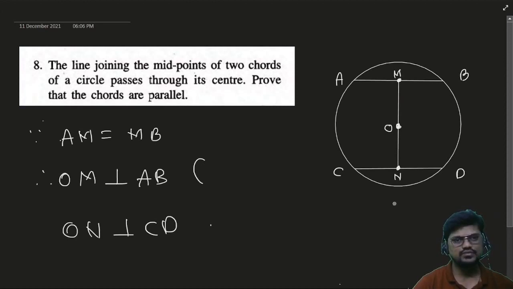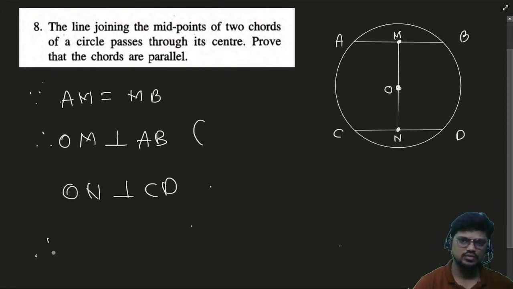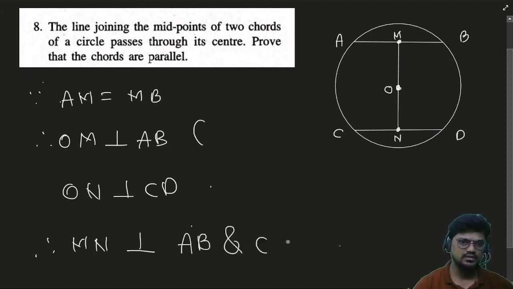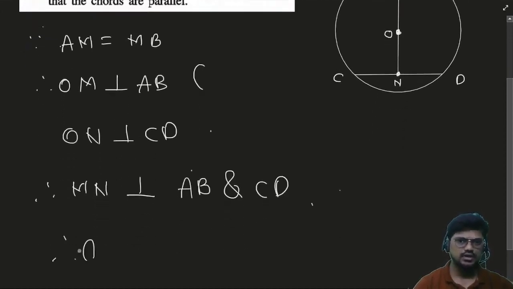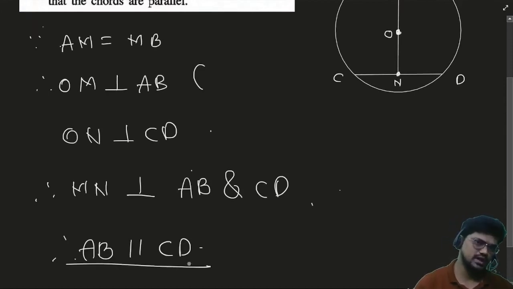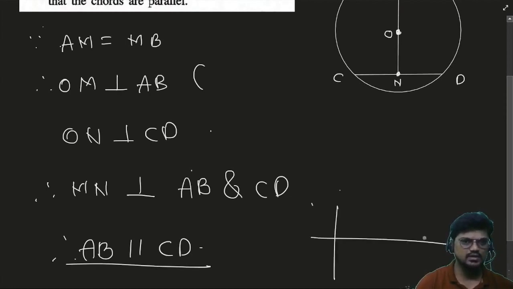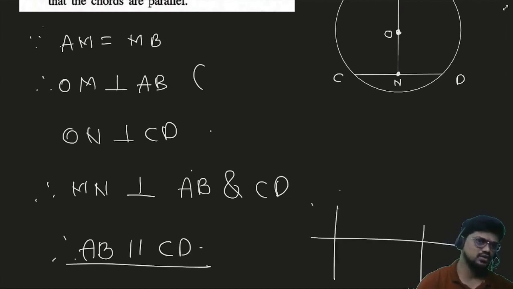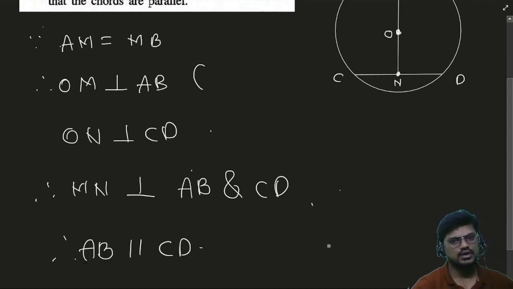Therefore, since O, M, N are in the same line, MN is perpendicular to AB and CD. Therefore, AB is parallel to CD. If a single line is perpendicular to two lines, then those two lines will be parallel. Got it?